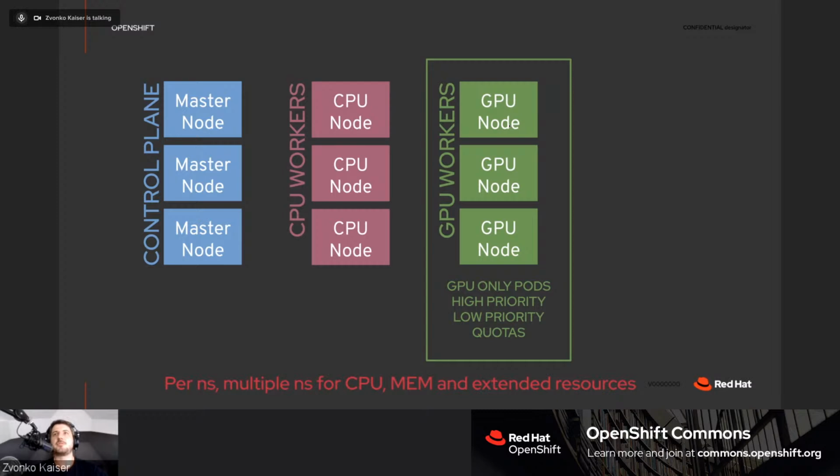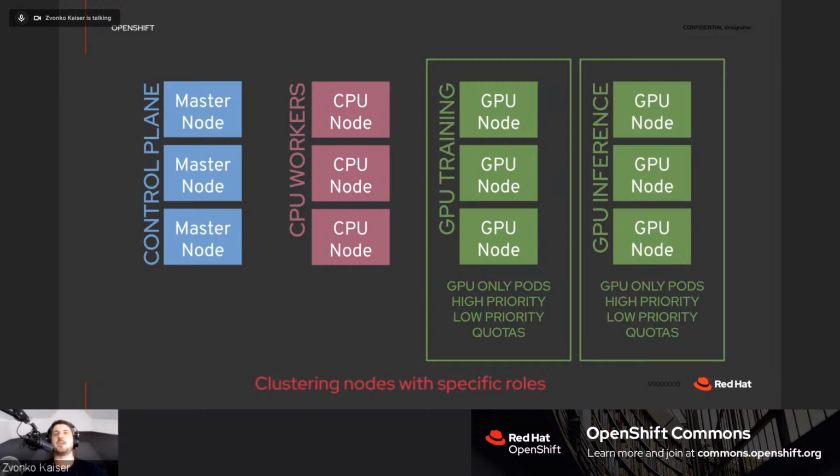Another thing that's working with GPUs is quotas. So you can have quotas per namespace, multiple namespaces for CPU mem, and of course for extended resources like the GPU. So with all these features, you can go on and maybe create even some more roles. You can have clustering nodes with specific roles for GPU training or for GPU inferencing, depending on your GPU type or what you exactly want to do in your GPU cluster.